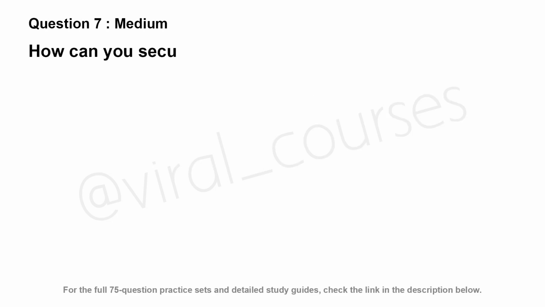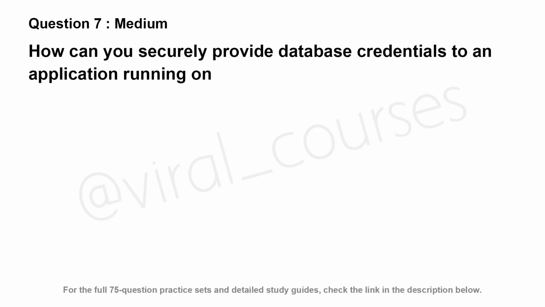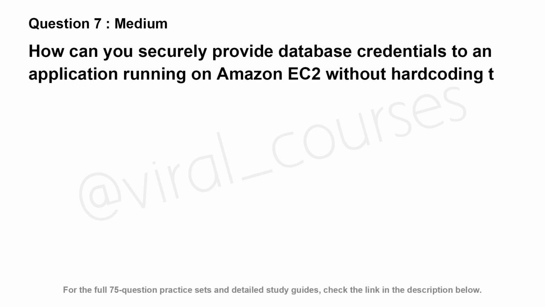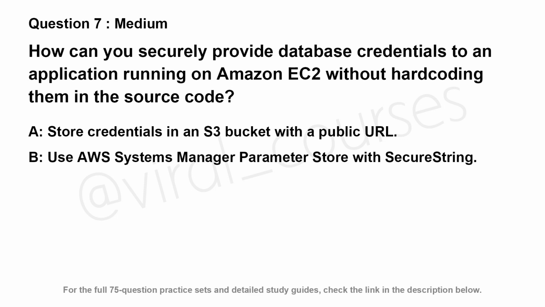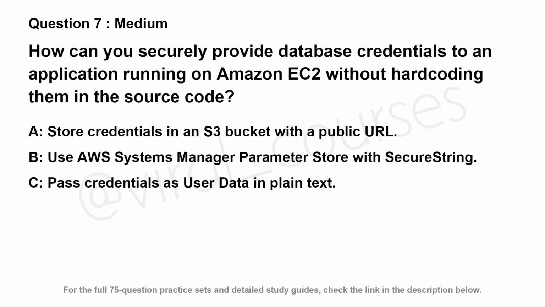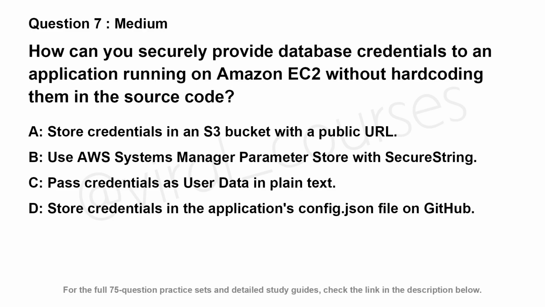How can you securely provide database credentials to an application running on Amazon EC2 without hardcoding them in the source code? Option A. Store credentials in an S3 bucket with a public URL. Option B. Use AWS Systems Manager Parameter Store with secure string. Option C. Pass credentials as user data in plain text. Option D. Store credentials in the application's config JSON file on GitHub.